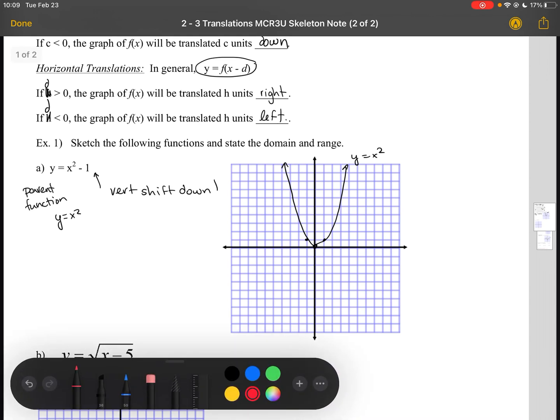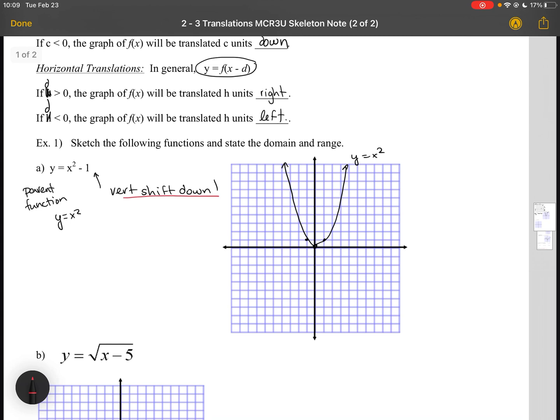So I'm going to draw my new one in red. I'm going to take my vertex and shift it down 1. I'm going to take my point (1, 1), shift it down 1, and I'm going to take the one on the opposite side, and then I'm going to connect my points to draw a sketch of my parabola. So y equals x squared minus 1.